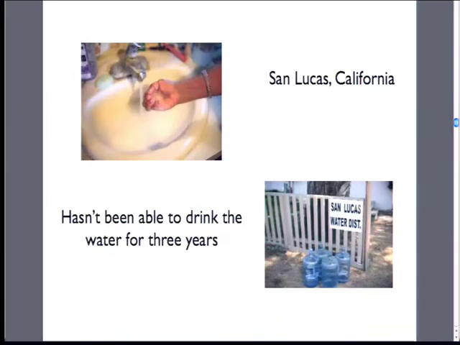There's a town called San Lucas, California, just outside King City. The entire town has not been able to drink the water that comes out of their taps for 3 years. Right? This isn't far away. This isn't Africa. This isn't some other part of the world. This is California. And anybody who lives in this town depends on bottled water that's shipped in twice a week. There's been a farm that's been found responsible, and they pay for the bottled water truck to come.